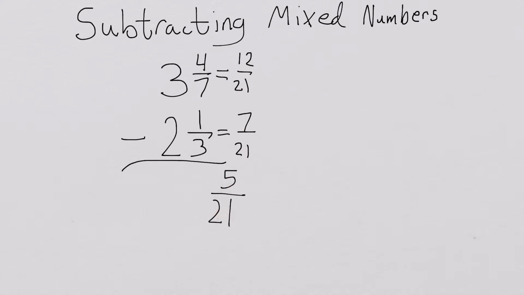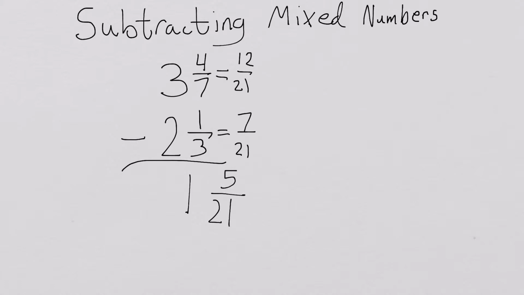So now that we've subtracted the fractions, now we can subtract our whole numbers. 3 minus 2 is 1, and our answer ends up being 1 5 21sts. We don't need to simplify this fraction because 5 and 21 do not share any common factors besides 1, so we can call it a day and say that our answer is 1 5 21sts.